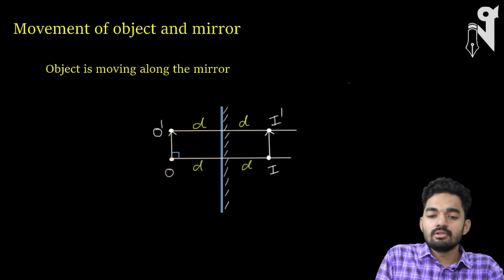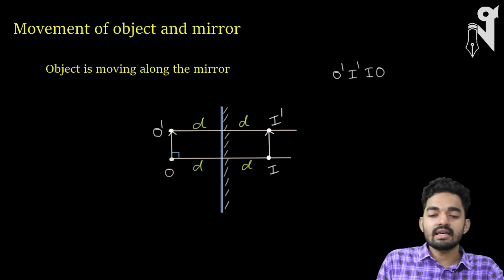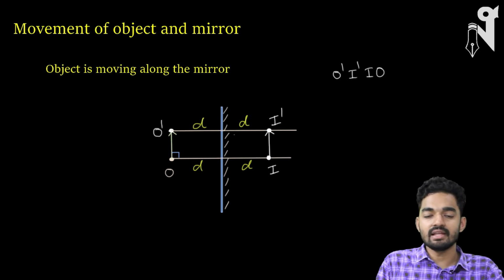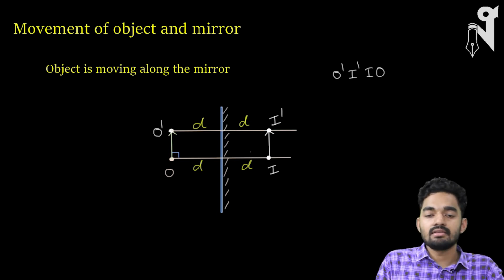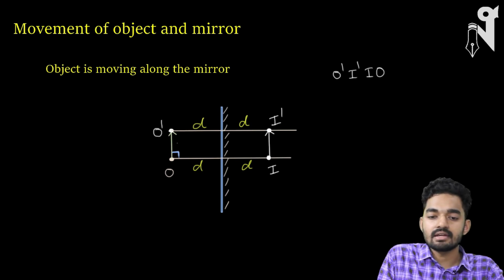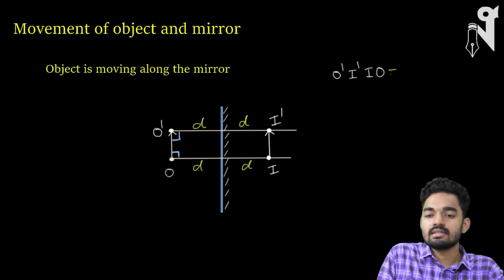Now, if you look at the quadrilateral formed by O dash, I dash, I and O, the sides O dash I dash and OI are parallel to each other and they have the same length, 2d and 2d, right? So if you look at O dash I dash, its length is 2d. Similarly, if you look at O and I, its length is 2d, and these two lines are also parallel to each other. And we also know that this angle over here is 90 degrees and this is also 90 degrees. Now what that means is this quadrilateral is nothing but a rectangle, right? This is a rectangle.